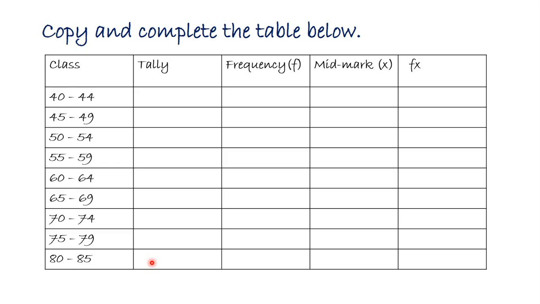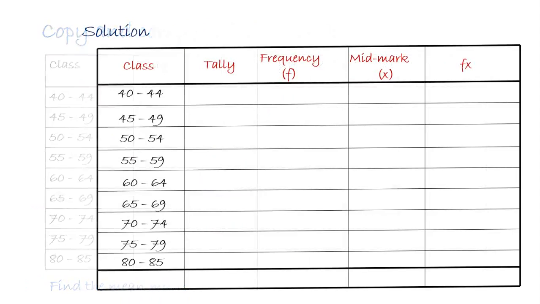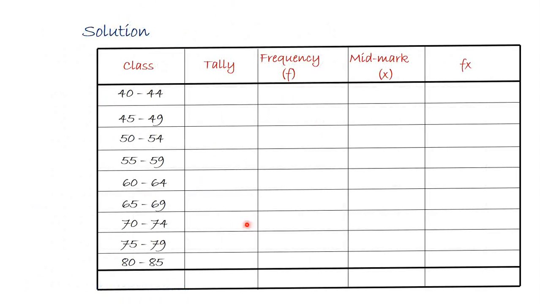But first of all, we shall copy it into our books, and then after that we shall complete it. And then the other question is, they want us to find the mean mark. After copying and completing this table, they want us to find the mean mark. So let us copy. So here we have it. We have tally, frequency, mid-mark, and fx that we need to get.